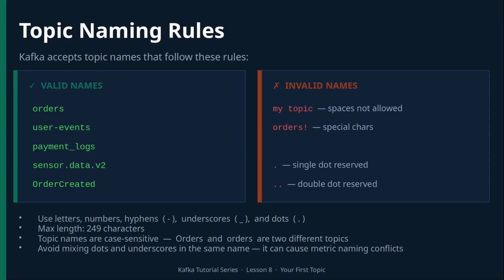Before we finish, a quick note on topic names because this trips people up. Kafka allows letters, numbers, hyphens, underscores, and dots. Maximum length is 249 characters. Topic names are case-sensitive. Orders with a capital O and orders with a lowercase o are 2 completely different topics. And one small gotcha, avoid mixing dots and underscores in the same name. Kafka uses topic names in its internal metrics system, and mixing dots and underscores can cause naming conflicts there. Stick to hyphens or underscores, not both, and you will be fine.